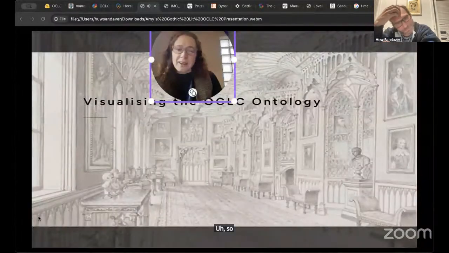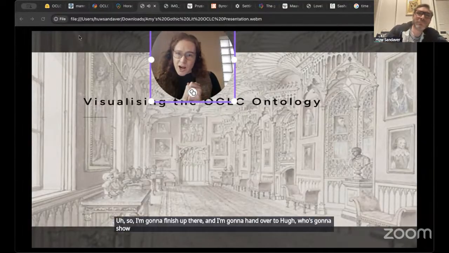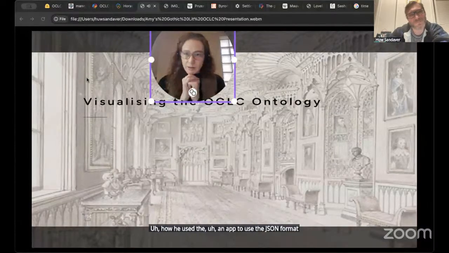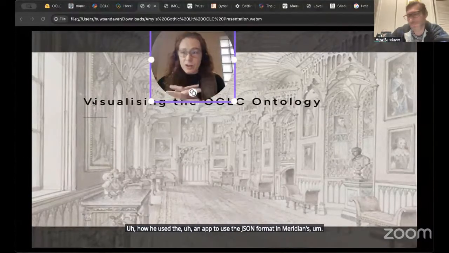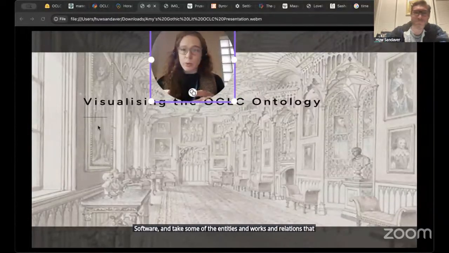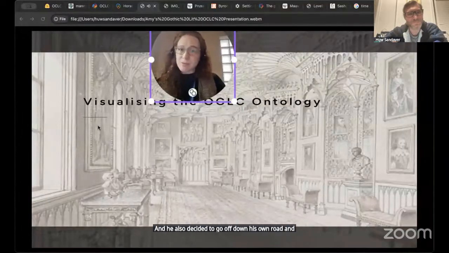So I'm going to finish up there, and I'm going to hand over to Hugh, who's going to show you how he used an app to use the JSON format in Meridian's software and take some of the entities and works and relations that we worked on. And he also decided to go off down his own road and make some new discoveries of his own.